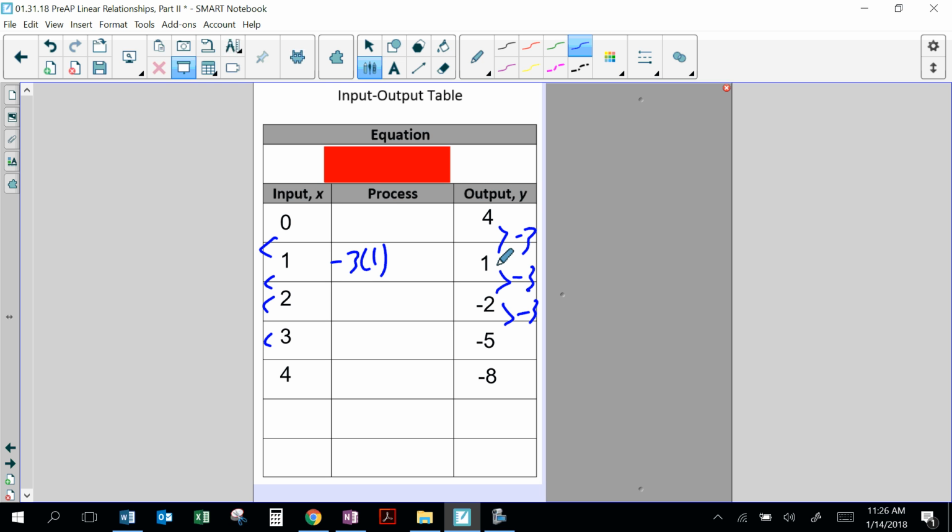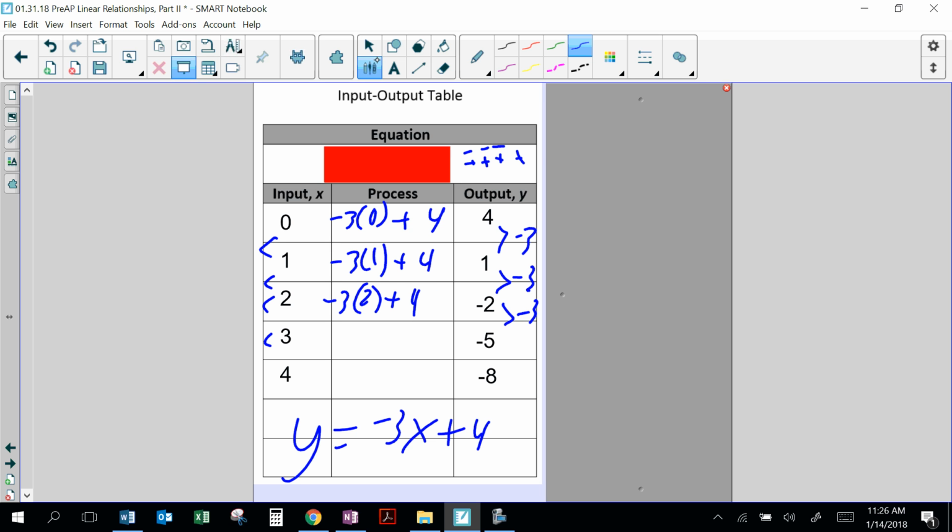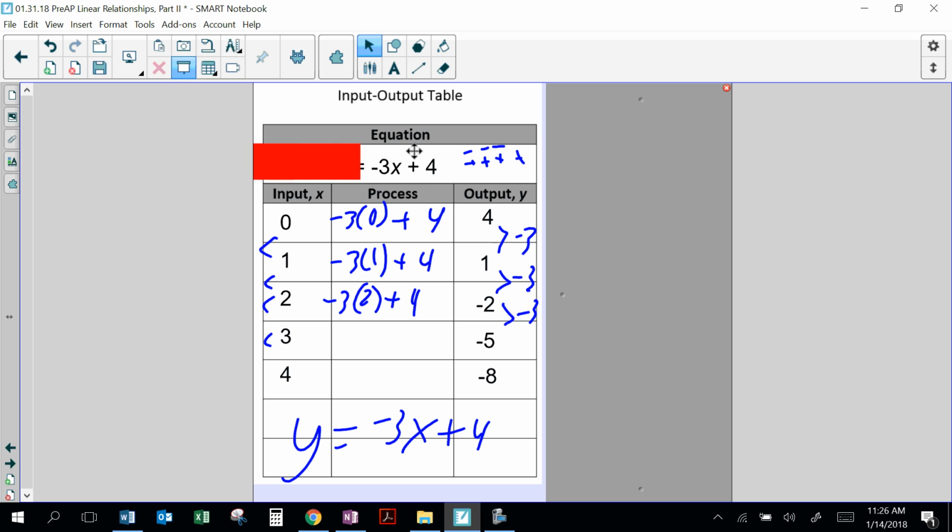So negative 3 times 1 is negative 3, how would it get to 1? I'm going to go to 0 first. Negative 3 times 0 is 0. How do you get the 4? Plus 4? Negative 3 times 1 is negative 3. Plus 4 is 1. Yeah, it is. Negative 3 times the input of 2 will be negative 6. If I add 4, it's negative 2. So I think it's y equals negative 3x plus 4. And it is.